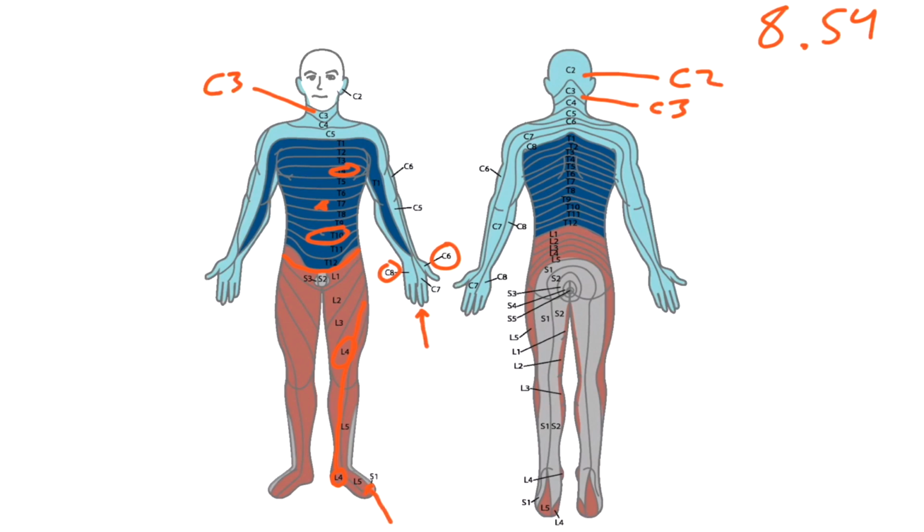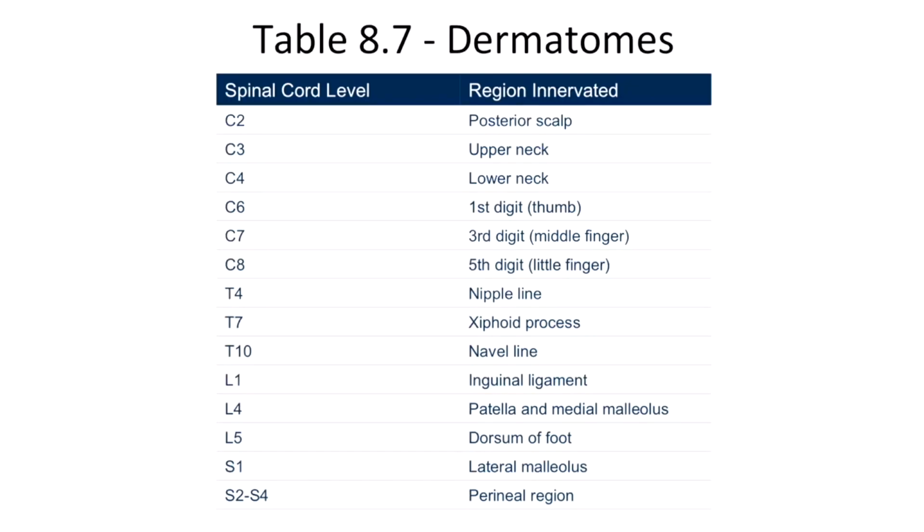So now moving on to the sacral dermatomes, know that S1 includes the lateral malleolus, which is best seen on this right image. And also know that S2, 3, and 4 all cover the perineum. Here is table 8.7 showing a list of the important dermatomes for step 1. We just went through these on the previous slide showing figure 8.53. I won't read these to you here, but you may pause the video if you want to take this in.